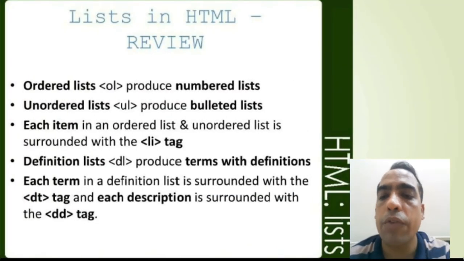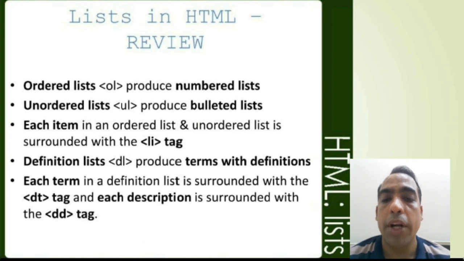Now I will give you the review of all types of list. First one is ordered list. We will use OL for creating an ordered list and it is used to produce a numbered list. Second one is unordered list. It is used for creating a bulleted list and for an unordered list we will use the UL tag. Each item in an ordered list or unordered list is surrounded with the LI tag.